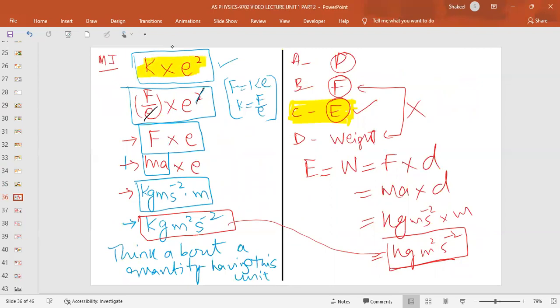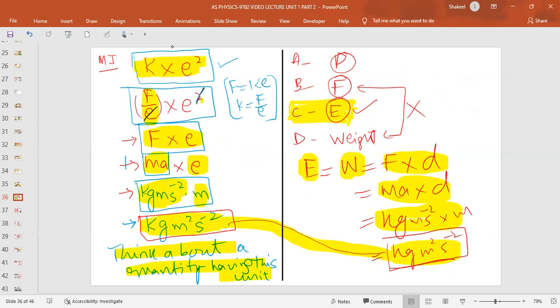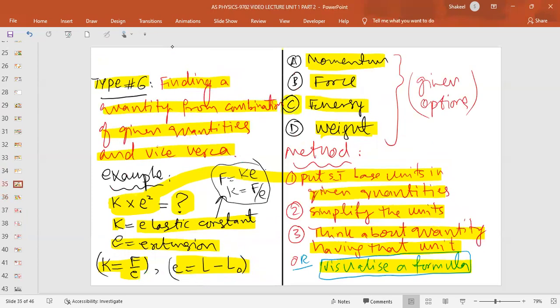So K E square, let's work that out. K is F over E. So one E is cancelled away, so it is F over E. You know F is MA and E is meter. So MA is kilogram meter per second square, E is meter. So this is kilogram meter square per second square. Now you have to think about the quantity having this unit. So it is actually energy. You know, energy is work, which is F into D, and that energy has the same unit. It means that your answer would be energy.